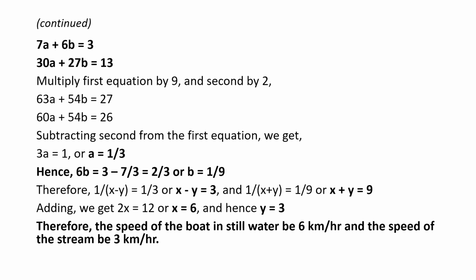But we know that 1 upon x minus y was our a, which is equal to 1 upon 3. So x minus y is just 3. Similarly, 1 upon x plus y is equal to b, which is 1 by 9, or x plus y is 9. So now again what we have obtained is x minus y is equal to 3 and x plus y is equal to 9. You can add both of these equations. You get 2x is equal to 12 or x is equal to 6. Substituting this, we get y is equal to 3. So what we have obtained is the speed of the boat in still water is 6 kilometers per hour and the speed of the stream is 3 kilometers per hour.